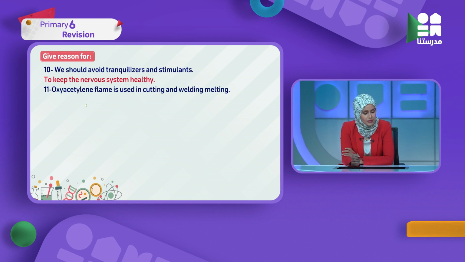Question number 11. Oxy Acetylene Flame is used in cutting and welding metal. نقف عند كلمة Oxy Acetylene ونقسمها نصين. Oxy Acetylene يعني oxy وacetylene. Oxy means oxygen. Acetylene is acetylene gas. So here we have oxygen gas plus acetylene gas forming Oxy Acetylene Flame. عندي 2 gases. When they react together, they form a flame, a fire, which is called Oxy Acetylene Flame.